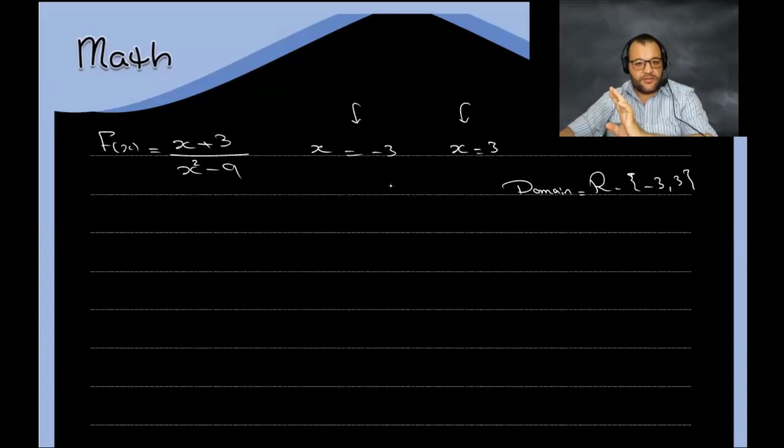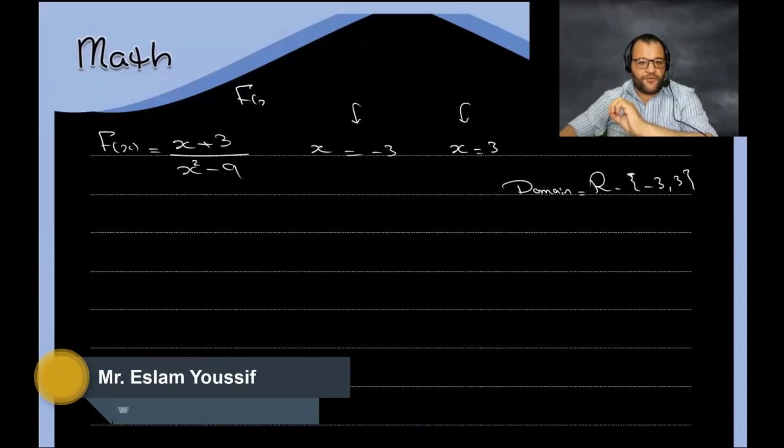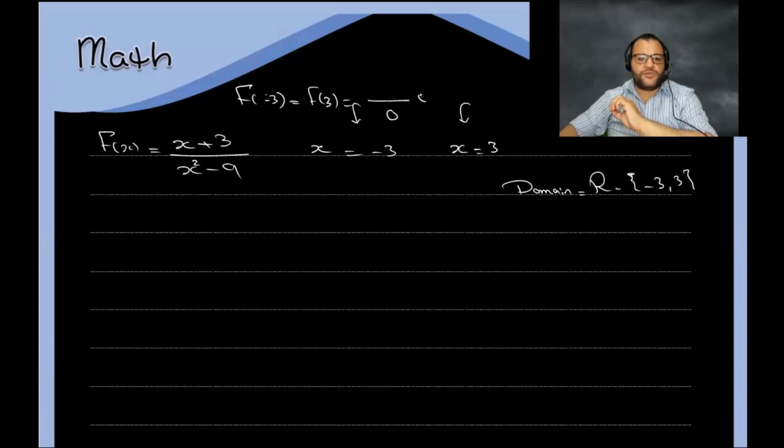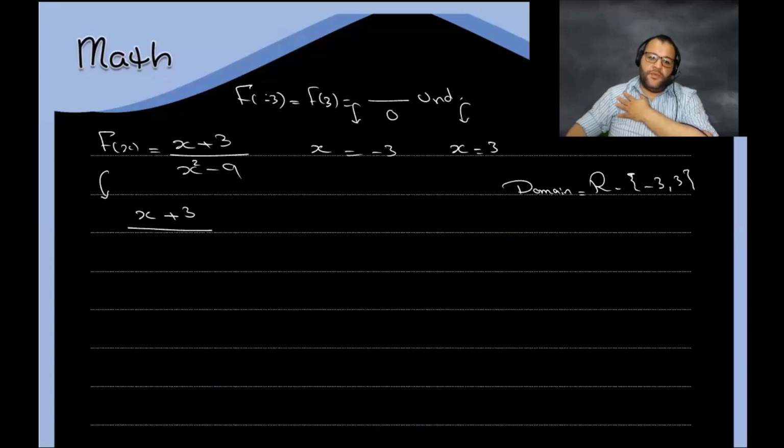Is that right? For f of negative 3 and f of 3, by substitution, you will find that the answer will be over 0. It means both of them will be undefined. Can you simplify this function? x plus 3 over x plus 3 times x minus 3. You can remove the condition now. What is the condition for the first one? x is equal to negative 3, and for the second one, x is equal to 3. Is that right?